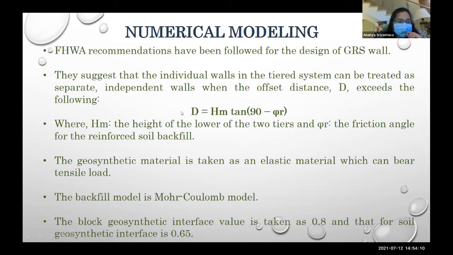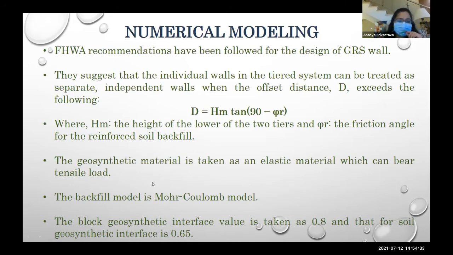The guidelines that we have followed are FHWA recommendations, and for the offset distance, we've taken the case where D is equal to HM, where HM means the total height of the wall, times tan(90 minus phi r), phi r being the backfill friction angle. In this case, the offset distance is large enough so that the walls do not have any kind of interaction over each other, and they can behave independently.